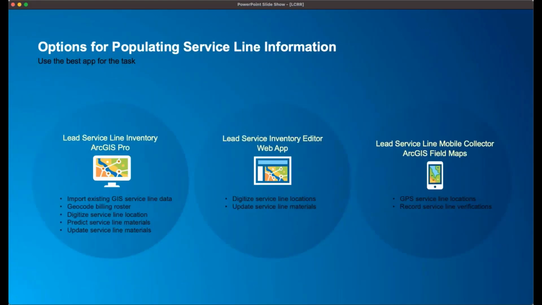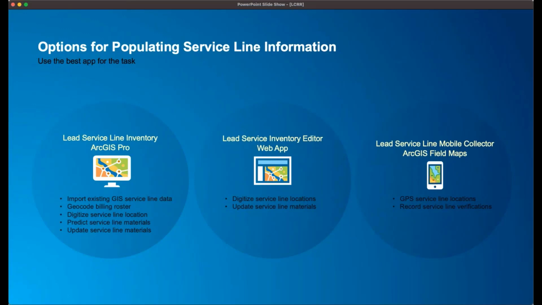You should also have noticed that there are multiple options for populating service line information. There's overlap in what some of the apps do, and that's intentional, because we want to give your organization the option to use the best apps to get the job done. So this ships with a lead service line inventory ArcGIS Pro configuration, and this is where you're going to import existing GIS service line data. Alex is going to demo this to you.